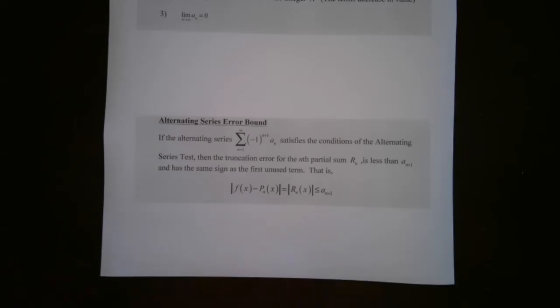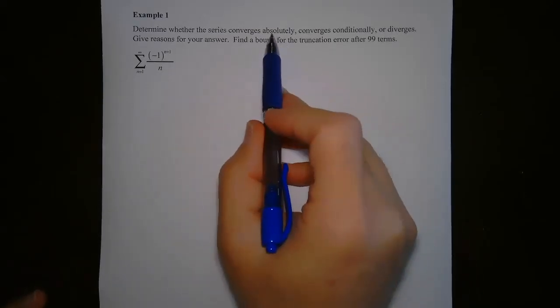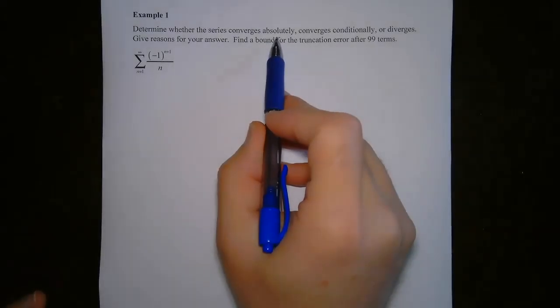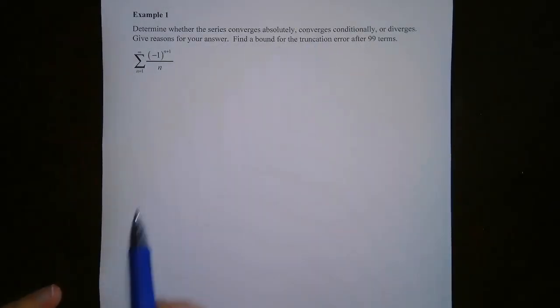All right, so let's do some examples. For example 1, we want to determine whether the series converges absolutely, converges conditionally, or diverges. Remember, if it converges absolutely, then it converges conditionally. So we want to start by testing for absolute convergence, and if that doesn't work, then we switch over to conditional convergence.